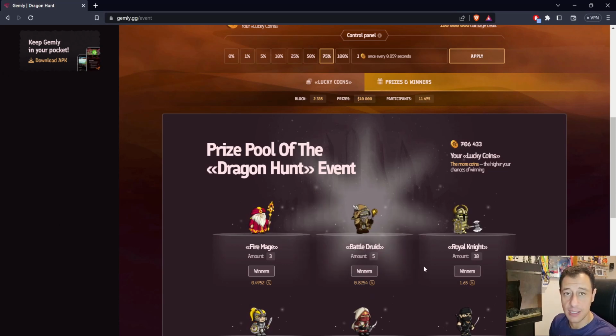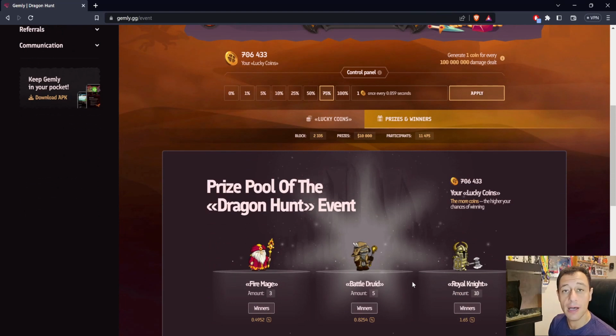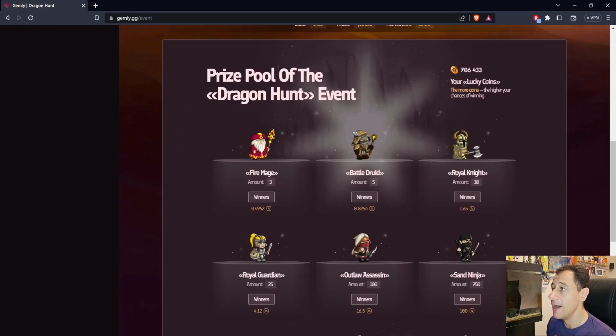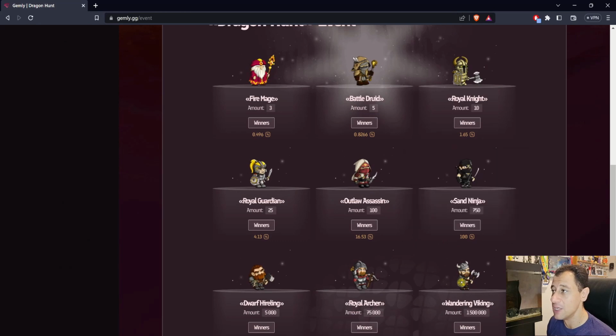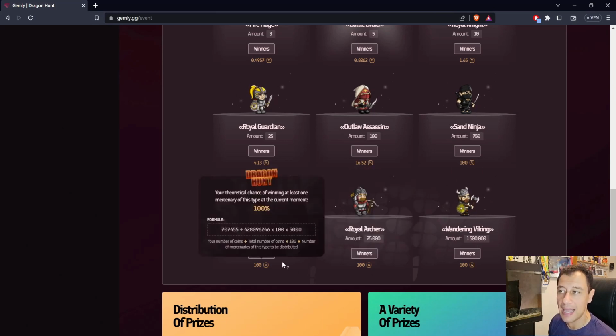But again, I've just started this like a day ago, and I didn't always have the power I have today. I've just gotten the damage per second to the maximum recently, so it was just like yesterday. I do have a 100% chance at getting the Sand Ninja, the Wandering Viking, the Royal Archer, and the Dwarf Hireling. It's kind of telling me that you're guaranteed that you are going to get one of these. That's the way I'm understanding it, okay?